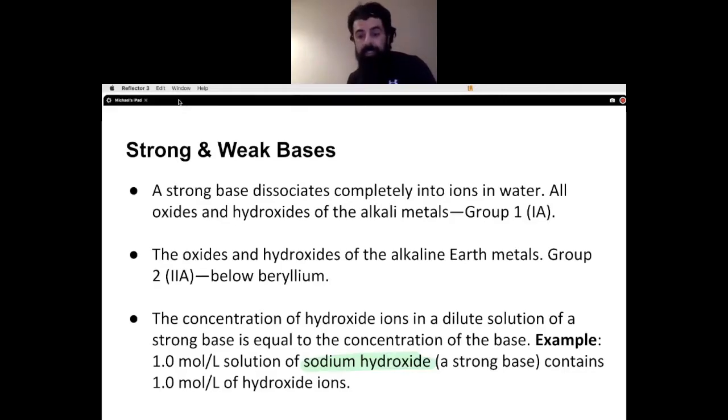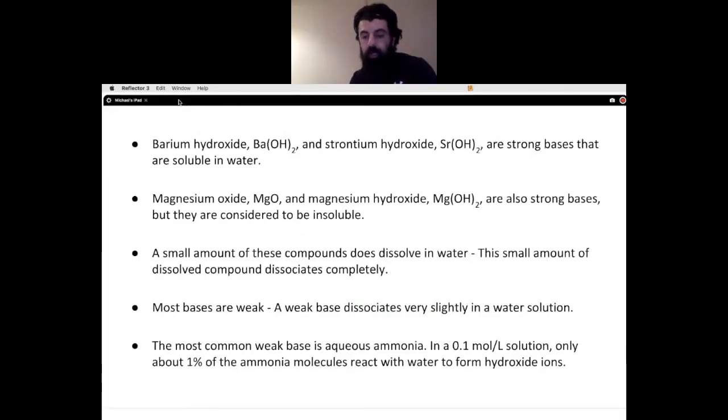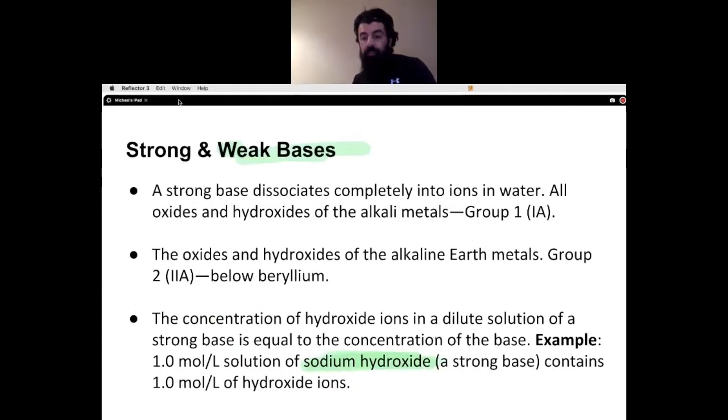In a weak base, the OH will dissociate approximately 1% of the time. All the rest kind of goes. Most bases are considered weak, so they will only slightly dissociate. But understand that some, like sodium hydroxide, are considered very strong bases.